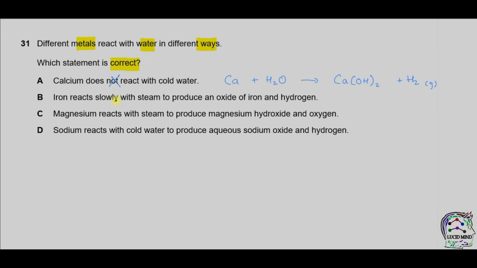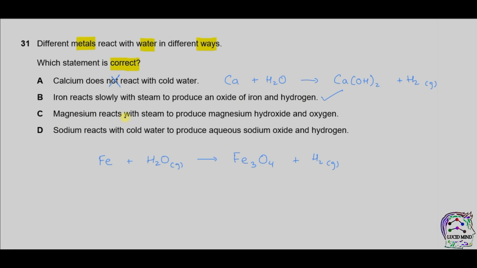Part B, iron reacts slowly with steam to produce an oxide of iron and hydrogen. We can write the equation for this one. Iron is Fe. It can react with steam, H2O gas, and the reaction is slow. It forms oxide, which is Fe3O4, along with the formation of hydrogen gas. So this statement is true.